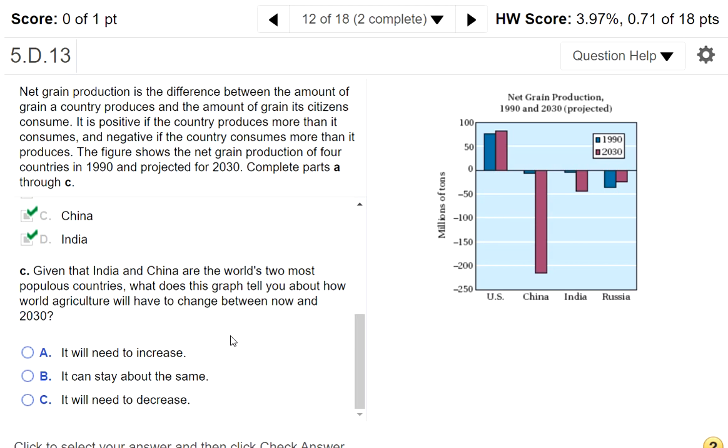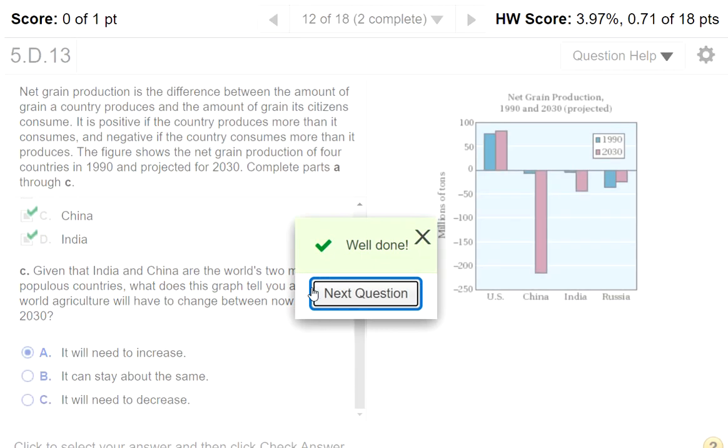There's going to be more and more people there because there's already more people there right now than in the other countries. So they're going to multiply. We need to increase the amount of grain in order to meet that new demand.